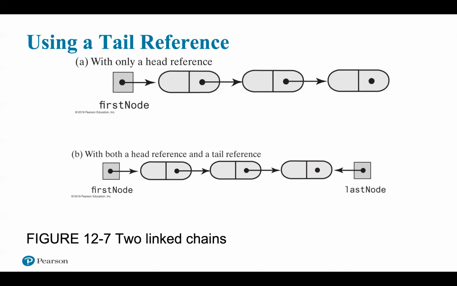In such cases, maintaining a reference to the end of the chain as well as a reference to the beginning of the chain is advantageous. Such a reference to the end of a chain is called a tail reference, and it was introduced in chapter 8 for the linked implementation of a queue. Figure 12.7 illustrates two linked chains, one with a head reference and the other with both a head and a tail reference.